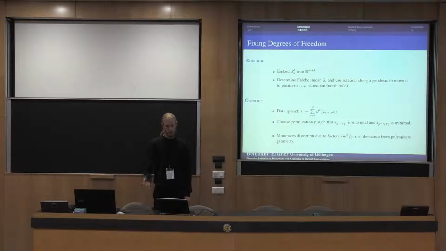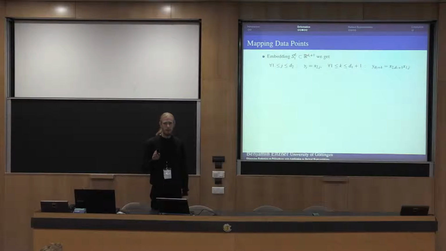And for the ordering, we use the data spread, which is a variance-like quantity. We choose a permutation such that the spread is maximal in the innermost sphere and minimal for the outermost sphere. So essentially, the idea is, as the outer spheres are the ones whose geometry deform the inner spheres, the data should be most concentrated on those, so we get the least deformation, we minimize the distortion, and we stay close to the original polysphere geometry.